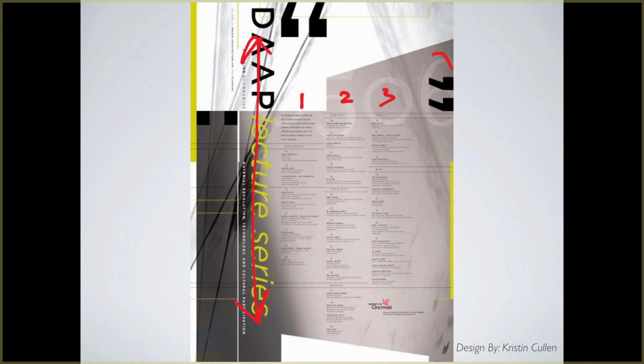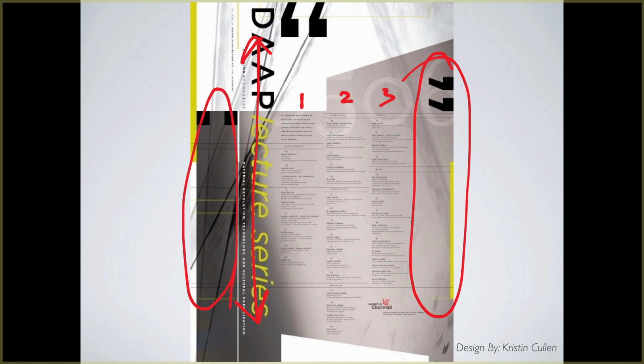I would even argue that maybe this empty space on the edge is its own column. And potentially this empty space over here is also a column. So while initially this appears to be a 3-column layout, it's actually more of a 6-column layout. 1, 2, 3, 4, 5, 6. So it's important to be aware of those kinds of things.